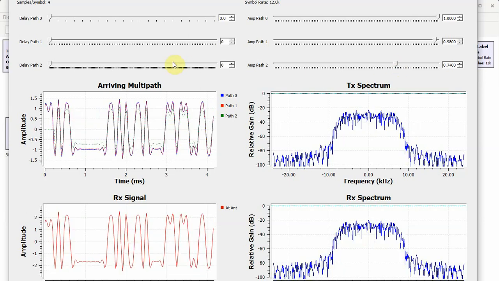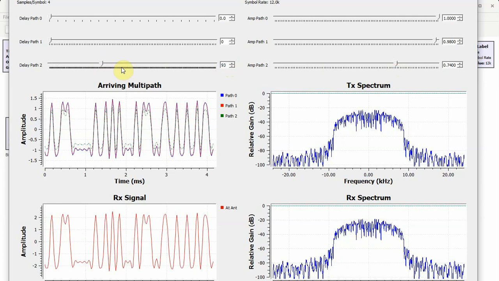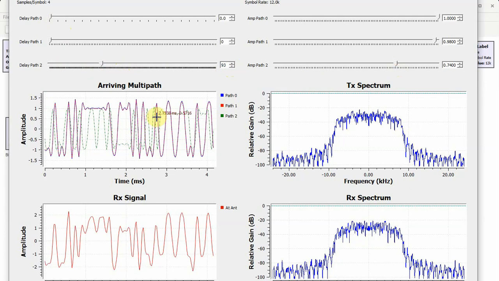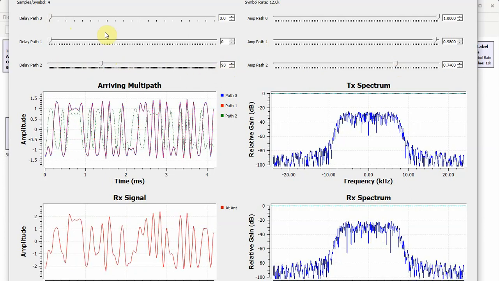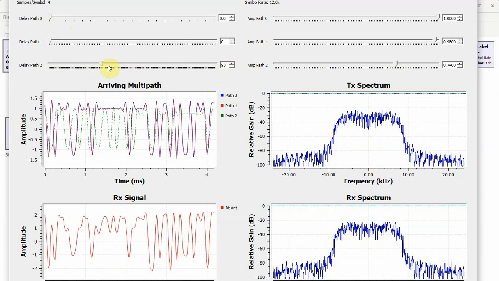Finally, the delay of the last path. In this case, there are 2 multipaths, but the delay of the last path as compared to the delay of the first path is known as delay spread. In our example, the delay spread is 93 samples, which is about 23 symbols.